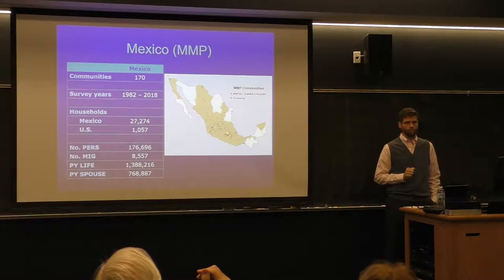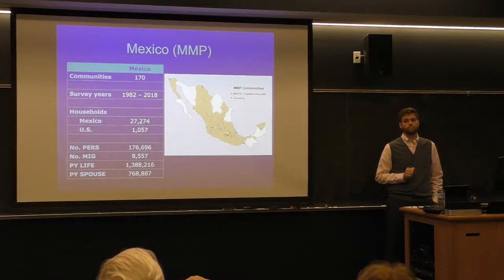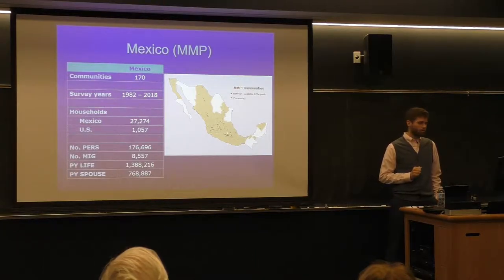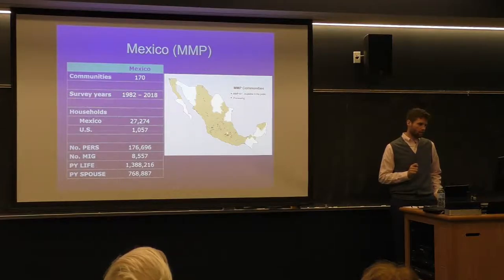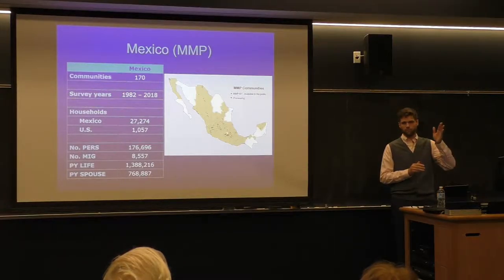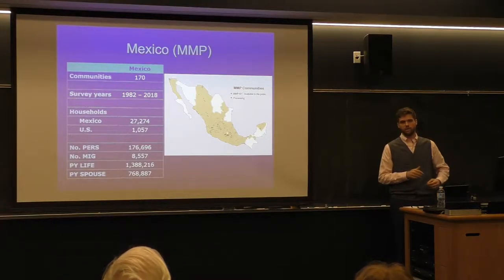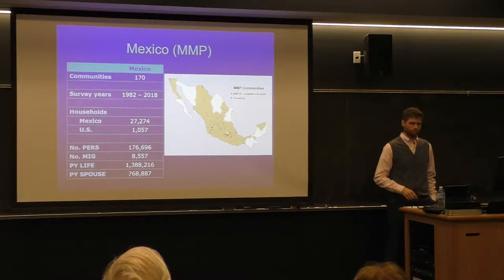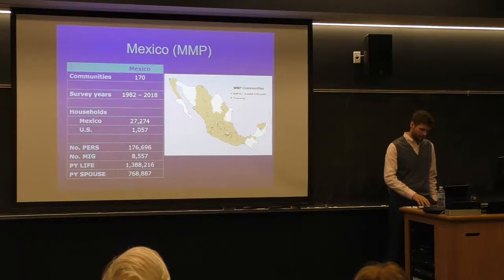So some of the communities may have been sampled in 1982 and never sampled again, is that correct? That's right. And so in the regression results, I'll include results that are restricted to more recent communities, because those are the ones we would expect guest worker migration to pick up. We'll talk about that in a minute.